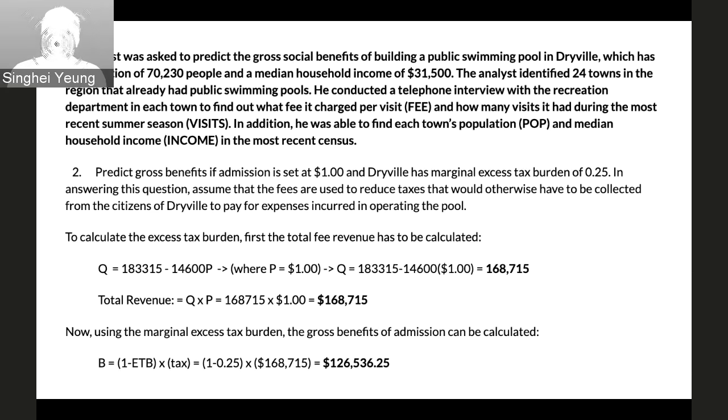That came out to 168,715. Then to get the total revenue, we just multiplied that by the price of the ticket, so price times quantity, and that came out to $168,715. Finally, to get the marginal excess tax burden, we did 1 minus the tax burden of 0.25, which would be 0.75, and multiplied that ratio by the revenue, which is $168,000. And then the end gross benefits that you would get would be $126,536.